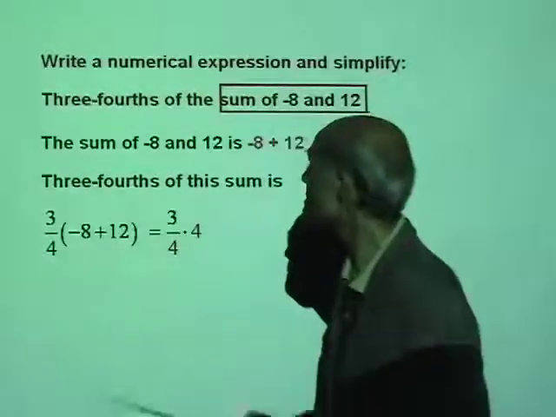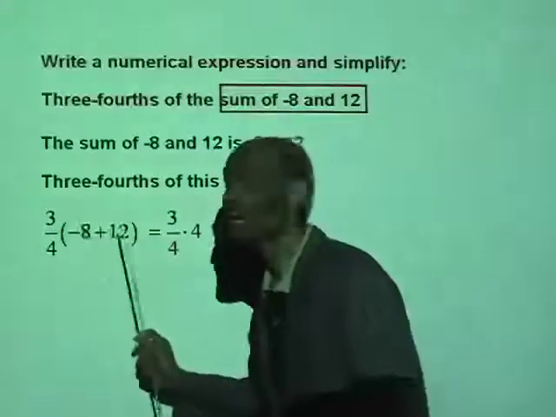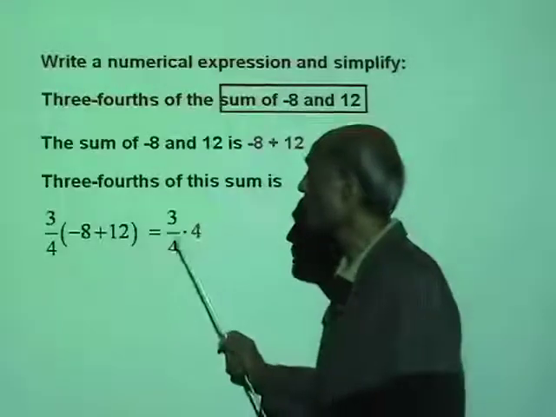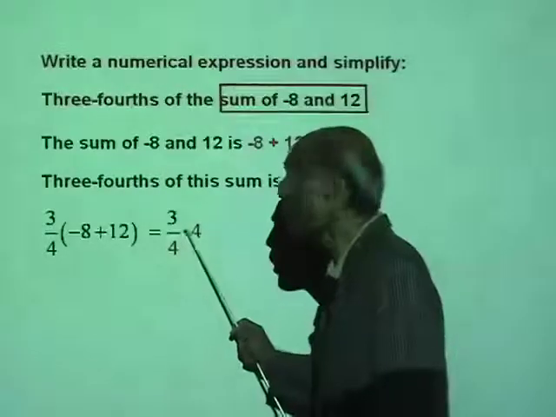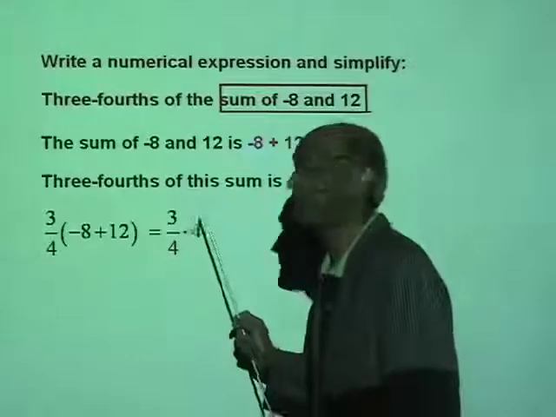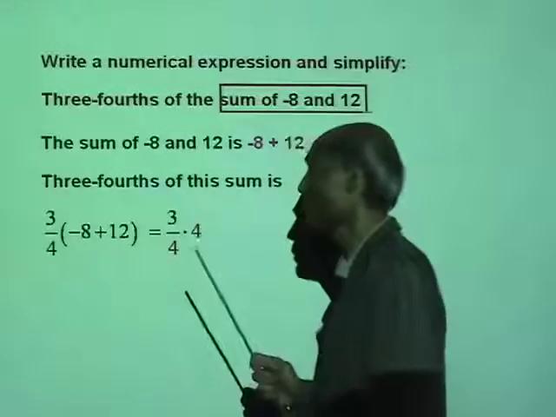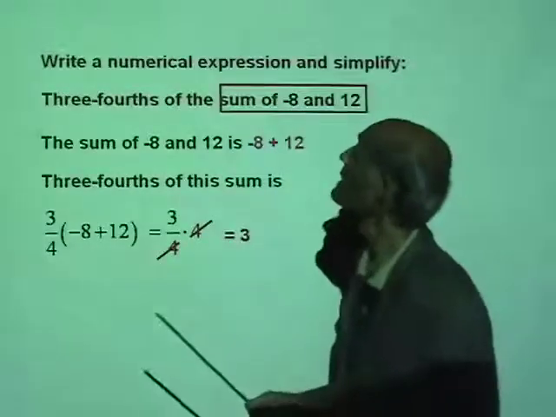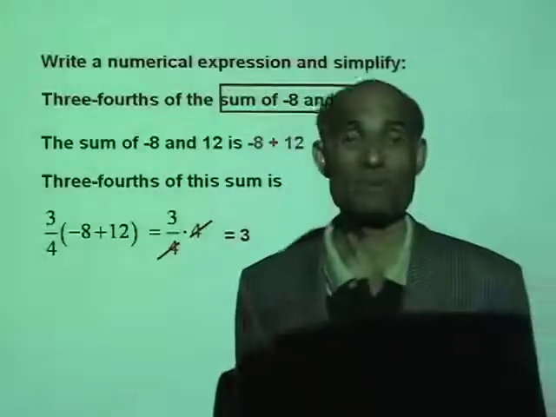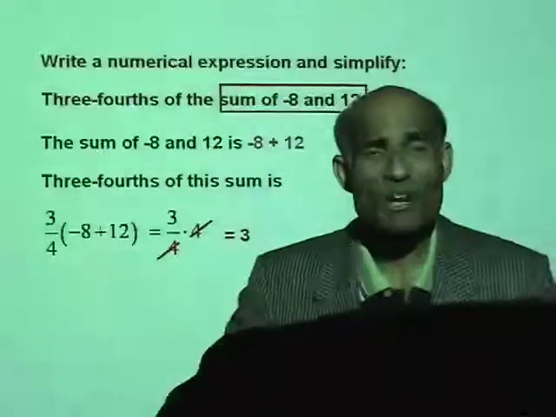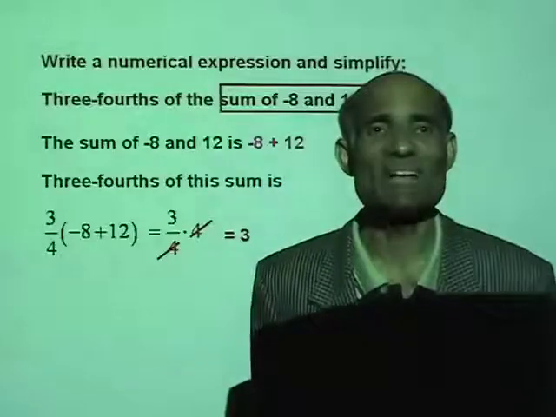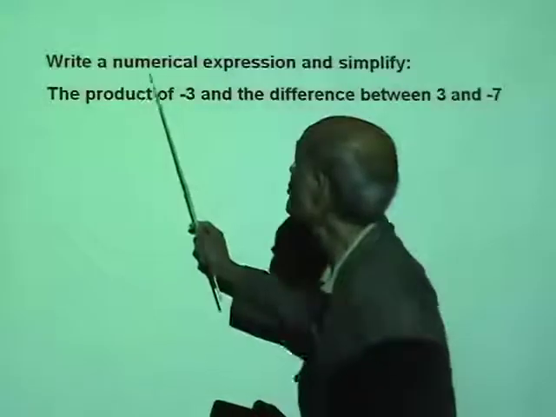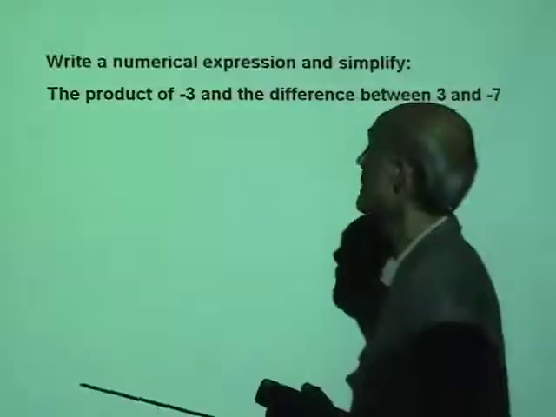What is negative 8 plus 12? Negative 8 plus 12 is 12 minus 8, that is 4. So 3/4 of 4 is 3/4 times 4. And you can see the 4 and the 4 cancel. The answer is 3. Alright? You now have a number of skills in multiplying and dividing real numbers. Another one. Write a numerical expression and simplify.